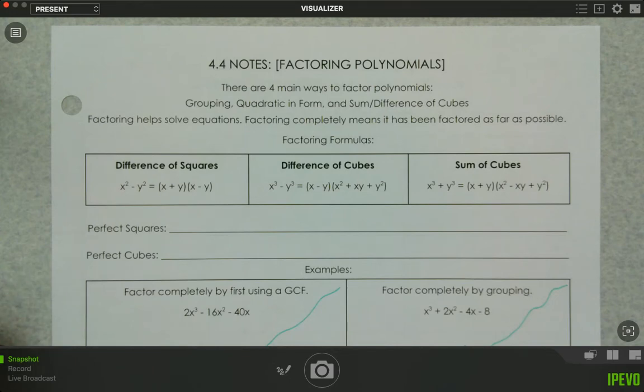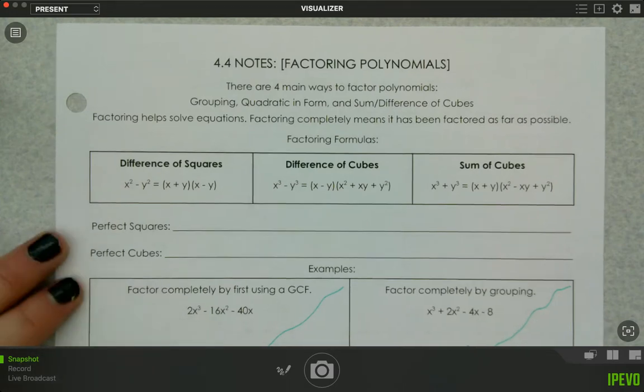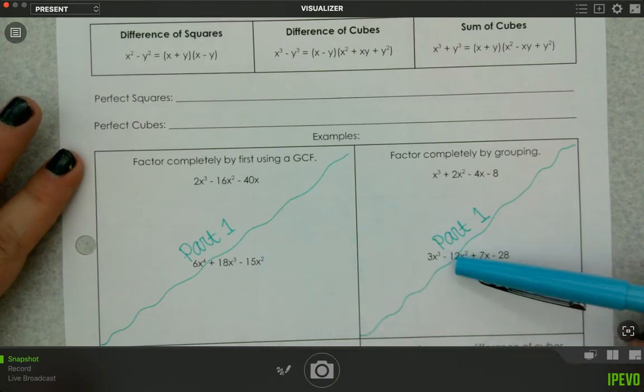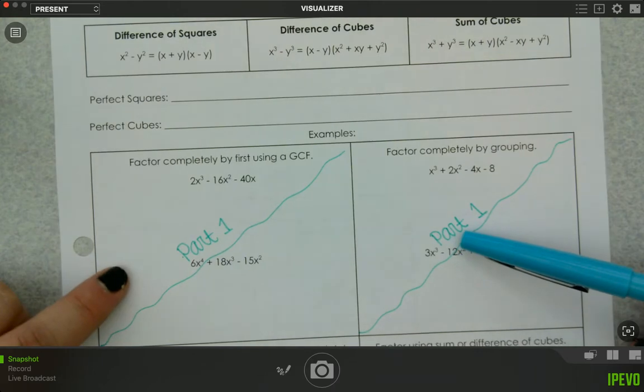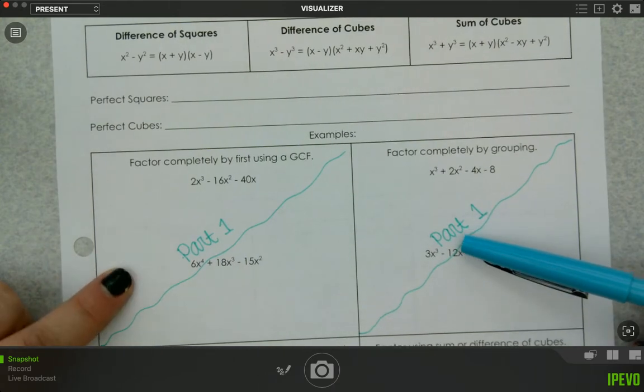Welcome to the 4.4 notes part 2. These first two boxes were filled in during part 1. We are not going to do them again, so you should already have these filled in. If not, go watch the part 1 video.